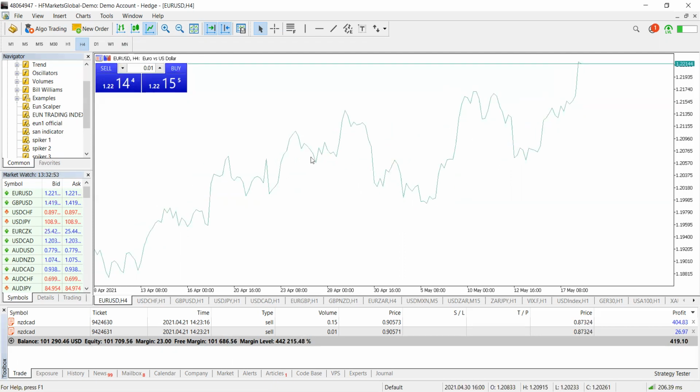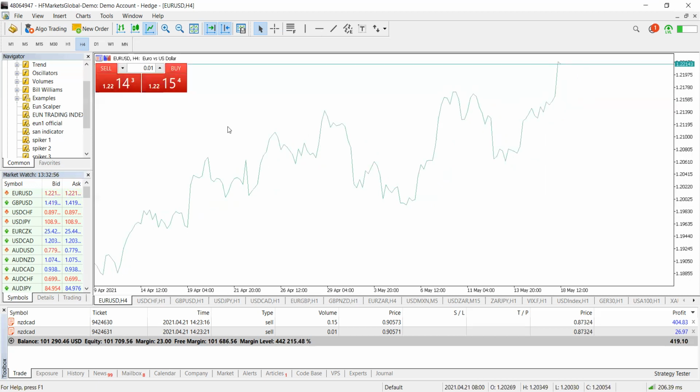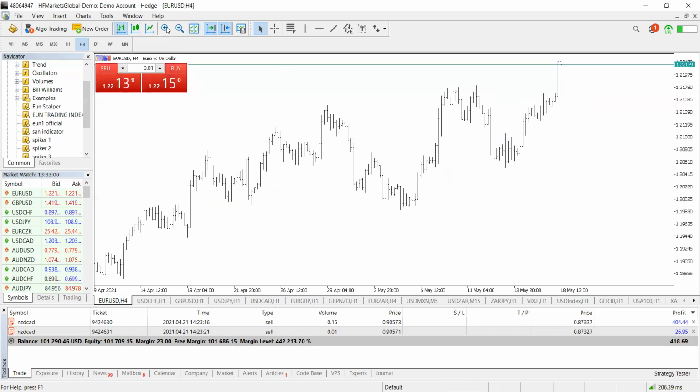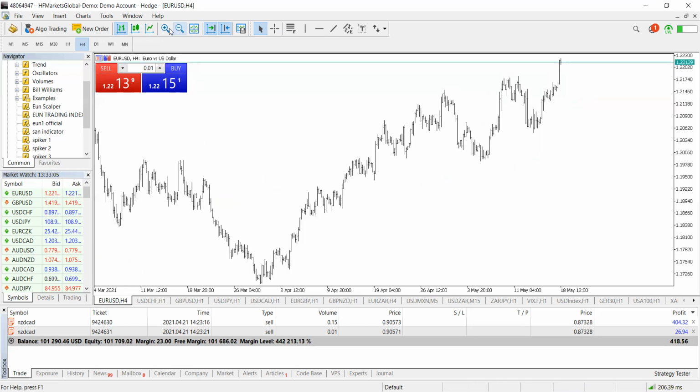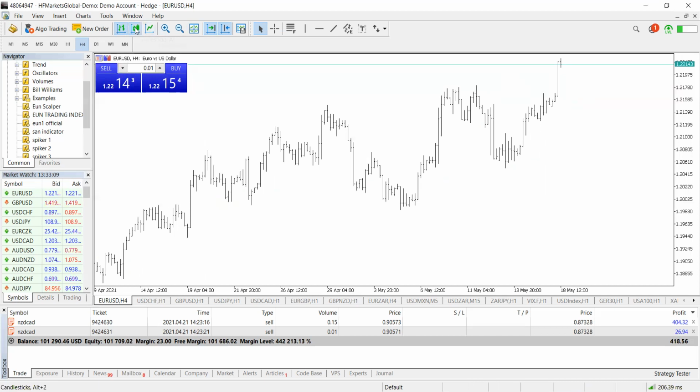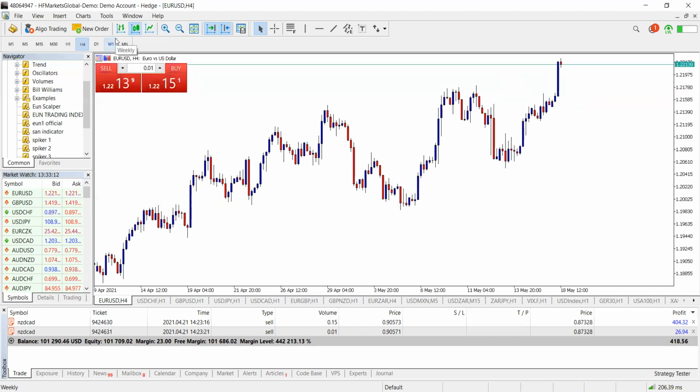This is where you see everything. So it's called a line chart. And these ones are called bar charts. They serve the same purpose as a line chart. And these ones are called Japanese candlesticks. They are the ones that we use to analyze the market. They have many advantages that I'm going to teach you about.